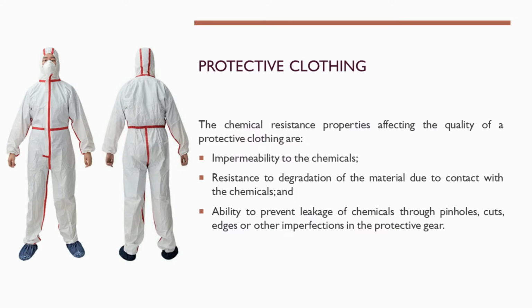Protective clothing. Protective clothing refers to the gear that protects the body or personal clothing from contact with dangerous chemicals and prevents the spread of contamination. This includes aprons, gowns, and overalls. The chemical resistant properties affecting the quality of a protective clothing are impermeability to the chemicals, resistance to degradation of the material due to contact with the chemicals, and ability to prevent leakage of chemicals through pinholes, cuts, edges, or other imperfections in the protective gear.